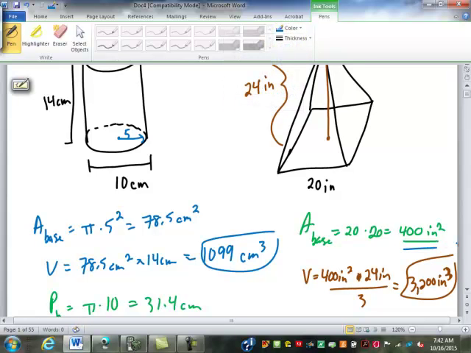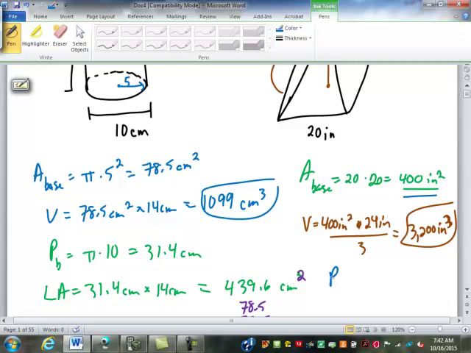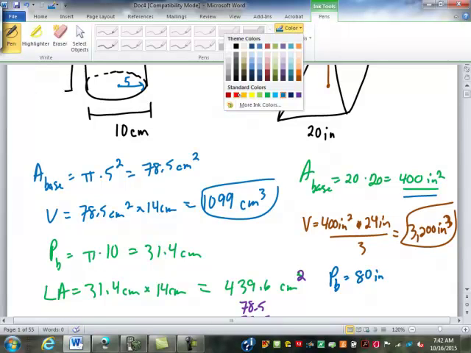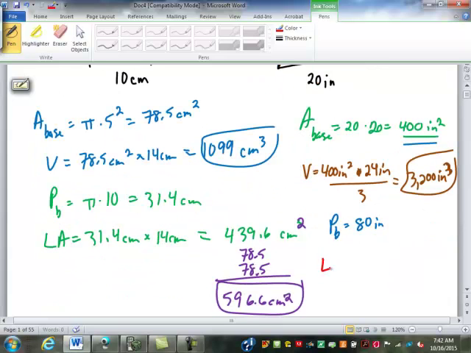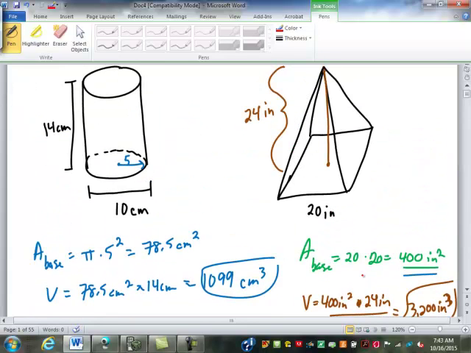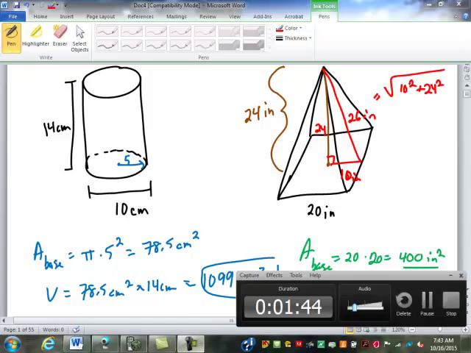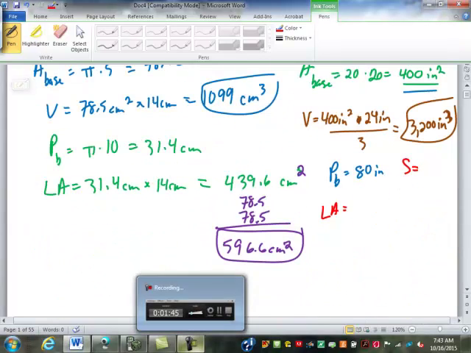Surface area, we already have the area of the base. Perimeter of the base is 20 plus 20 plus 20 plus 20, which is just 80 inches. So the lateral area, we still need to know the slant. So this is going to be 10 across here. This is 24. We need to know the slant out here. So the square root of 10 squared plus 24 squared, which does give us 26. So we got a slant of 26.